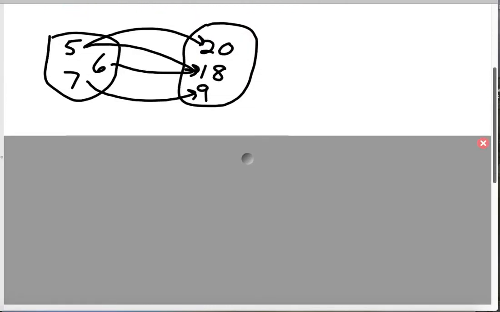Okay, here's another mapping. How about this one? Well, if you were just paying attention, you see that 5 is getting mapped to 2 different values. And so no, this is not a function.